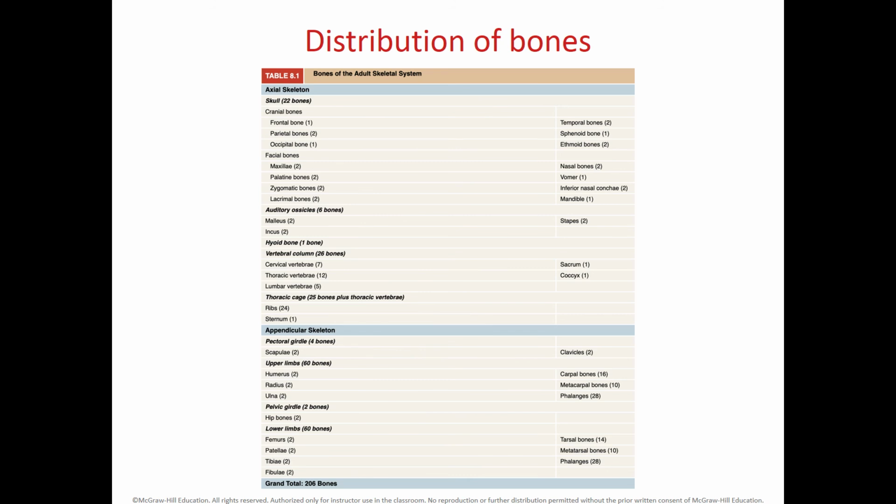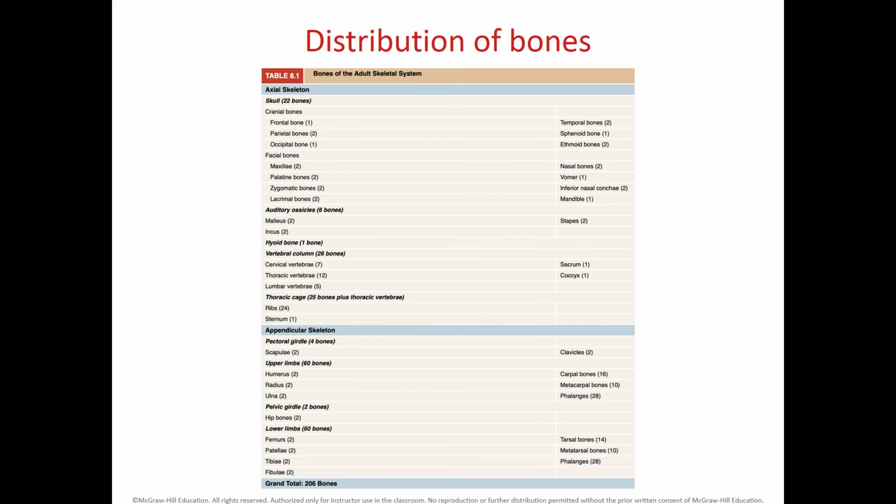Inside our ears, we have the auditory ossicles, which we have 3 on each ear. So we have malleus, incus, and stapes on the left ear, and we have the same bones on the right ear. In the neck, we have the hyoid bone, which is the only unarticulated bone in our body. It's only held by ligaments and muscles into its position within the neck.